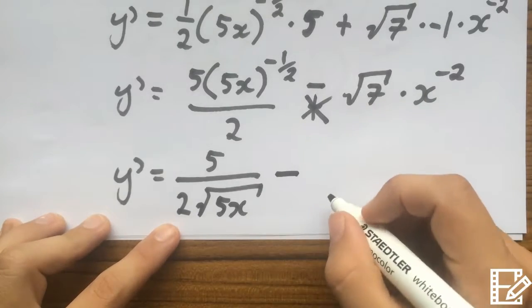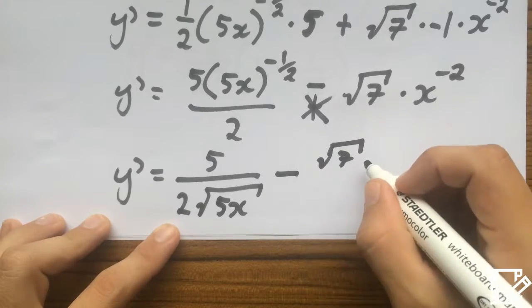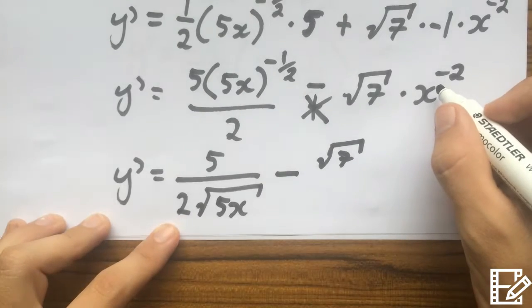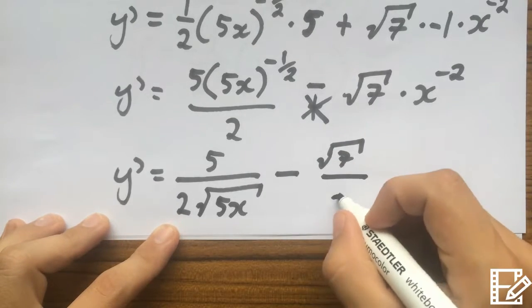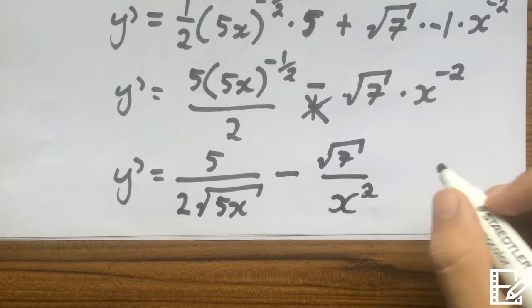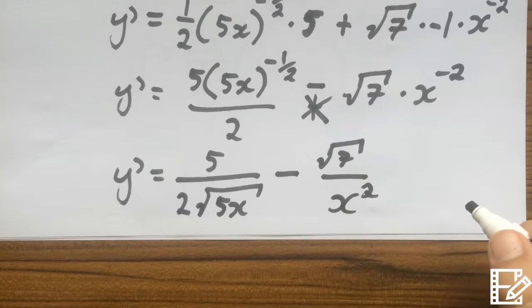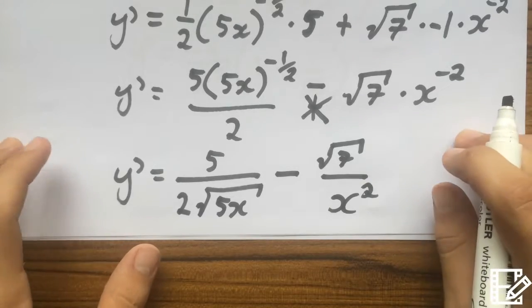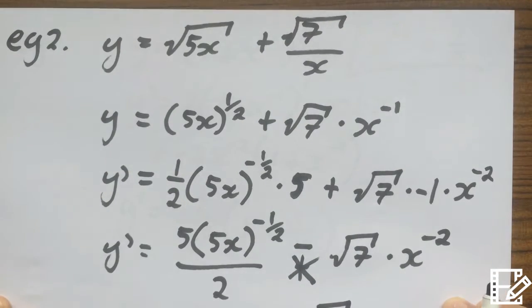And then we put the minus sign in, and square root of 7. And then I'm going to bring that to the bottom and make it a positive power. And therefore it'll be x to the power of 2, or square root of 7 over x to the power of 2. And that there is the derivative of that function at the top.